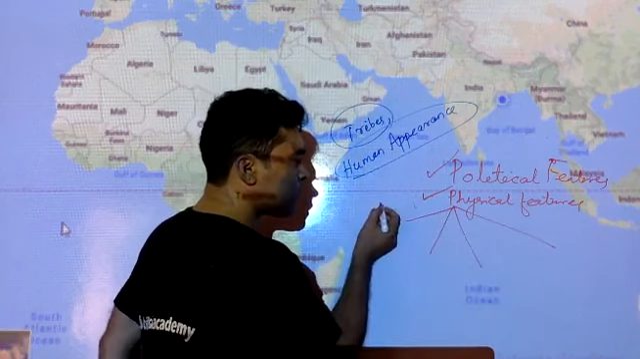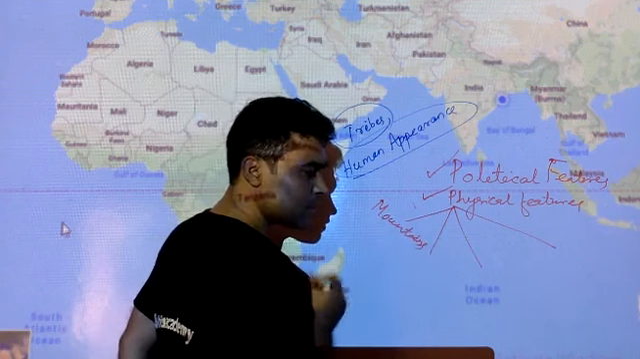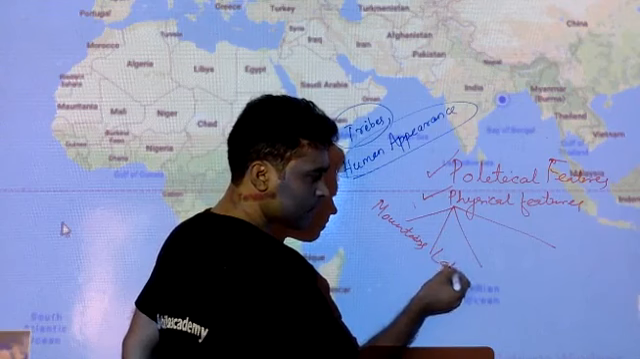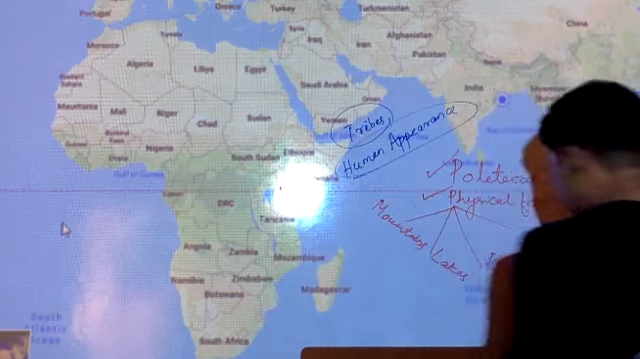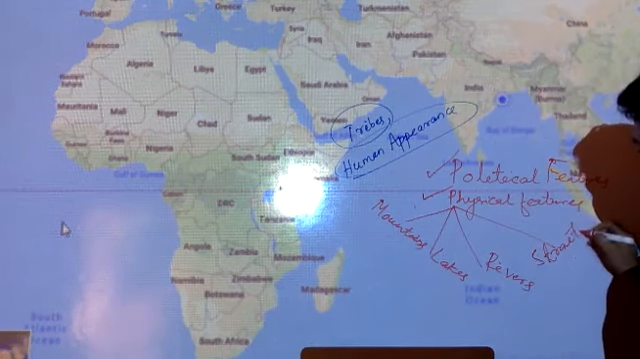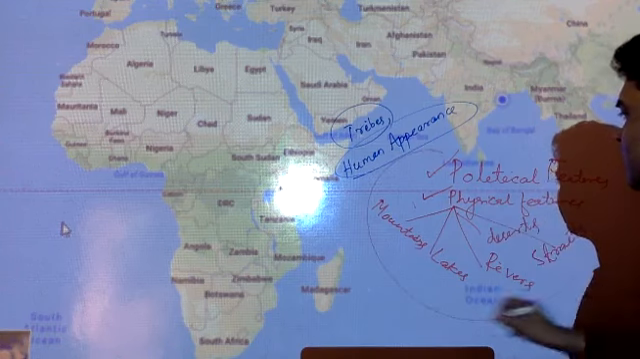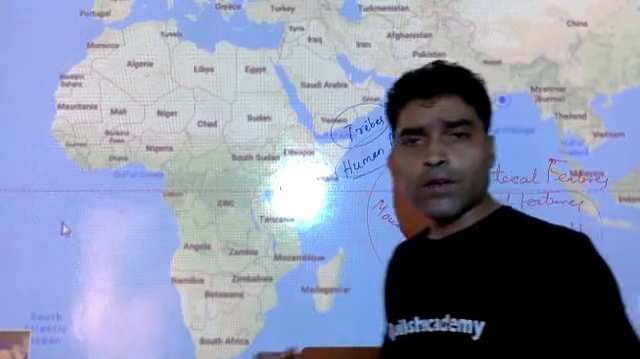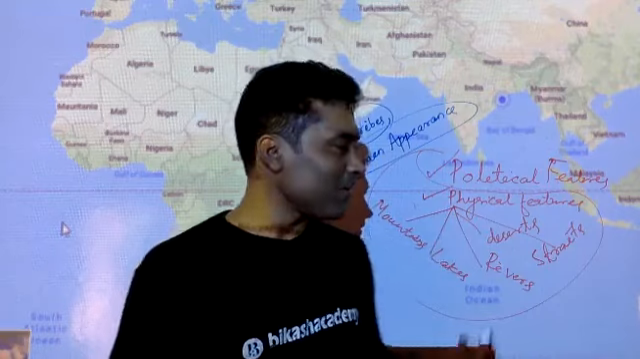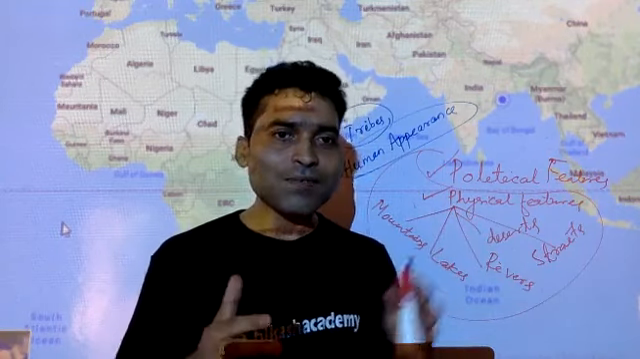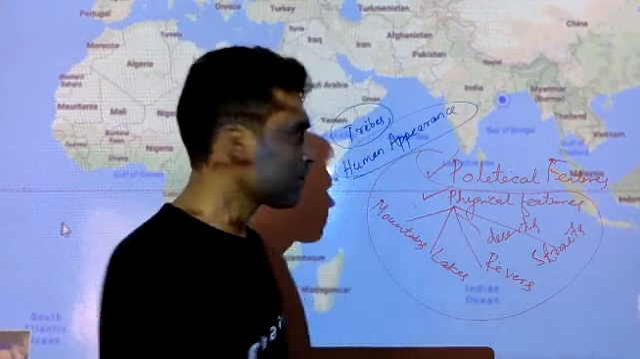Mountain ranges we are going to discuss, mountains, then lakes, rivers, and straits also. Deserts we will discuss. A number of things we are going to discuss in physical features. So anyway, let's start the geography of Africa. I think you will definitely understand because I will start from the basics and I will end with the complete geography of Africa. Let's start.